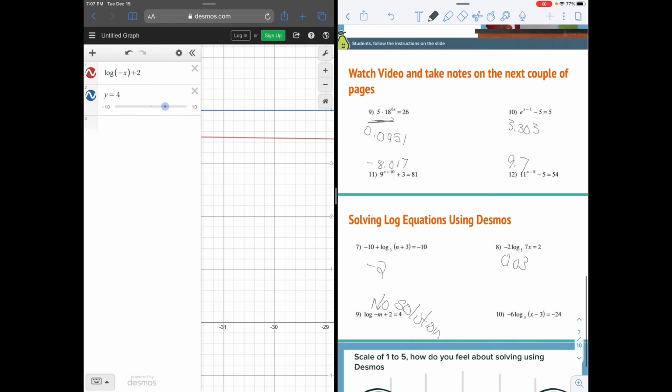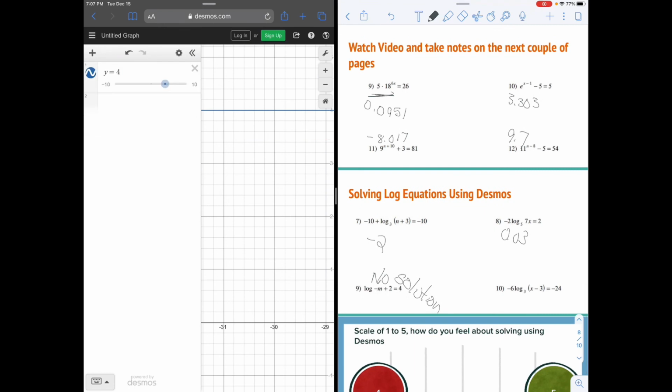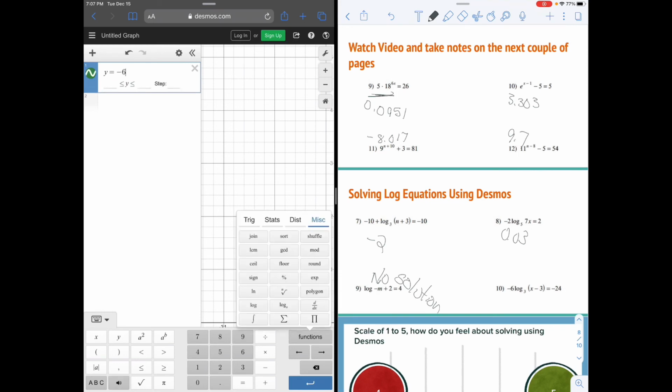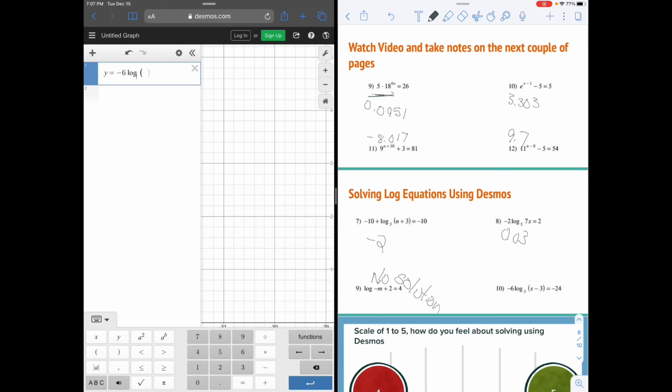Okay? All right, and then the last one, we get y is equal to negative 6 log base 3, and then x minus 3. And then that's going to equal negative 24. Y equals, I got it that time, negative 24.